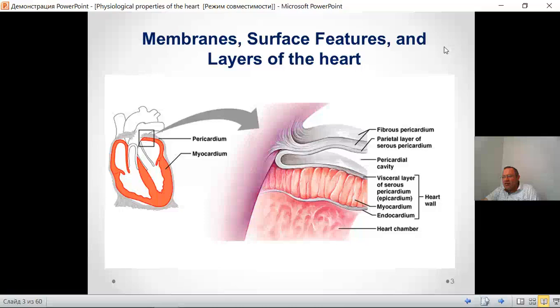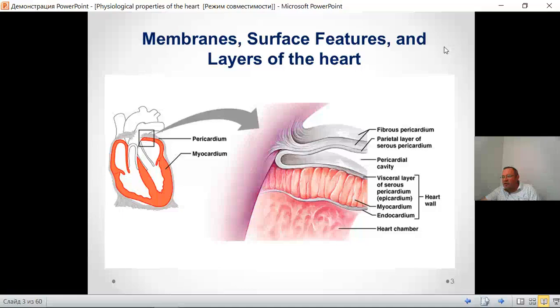The more delicate serous pericardium consists of two layers: the parietal pericardium, which is fused to the fibrous pericardium, and an inner visceral pericardium, or epicardium, which is fused to the heart and is part of the heart wall. The pericardial cavity, filled with lubricating serous fluid, lies between the epicardium and the pericardium.